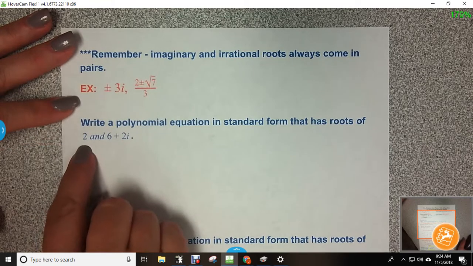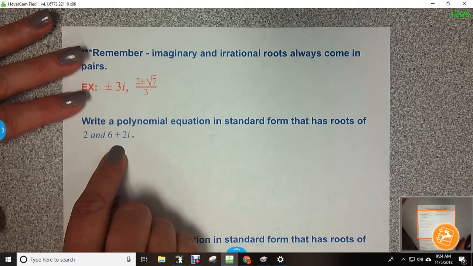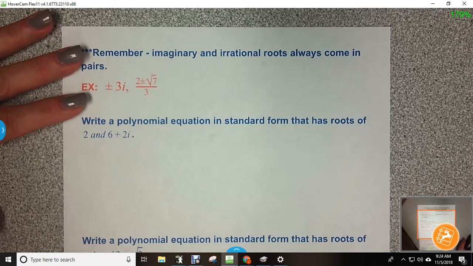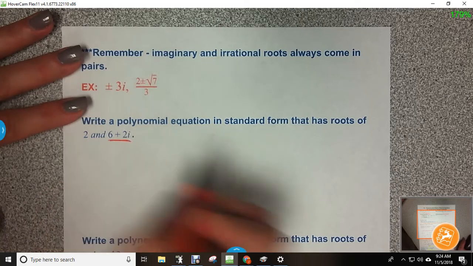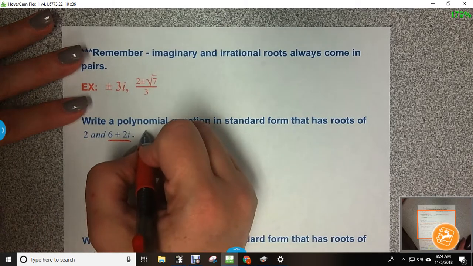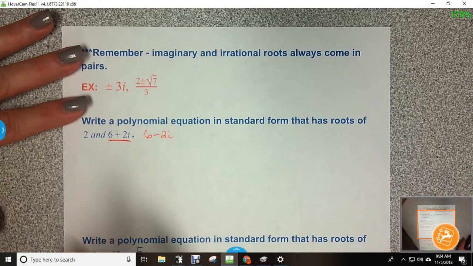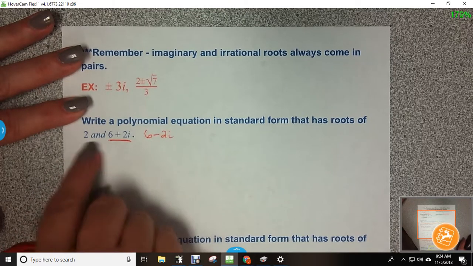So when I'm looking here and they want me to write the polynomial in standard form that has these roots, you've got to remember that these are not the only roots. This one comes in a pair. You also get 6 minus 2i. The 2, it's not imaginary, it is not irrational, it does not have to come in a pair. So these are my roots.